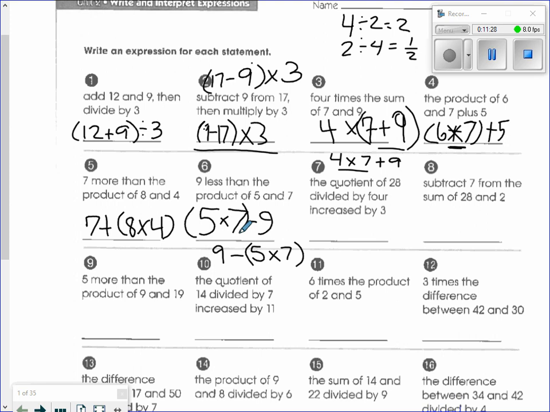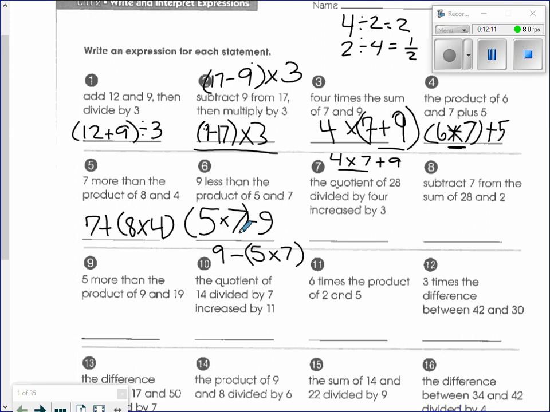Now, I want you to look at this and try a quick mental math. 5 times 7 is 35. Can you do 9 minus 35 in 5th grade? No. It's negative 26. So we don't do negatives in 5th grade. Now you will eventually, so you don't want to use that as the only reason why you wouldn't write it that way. Just keep it in the basket.